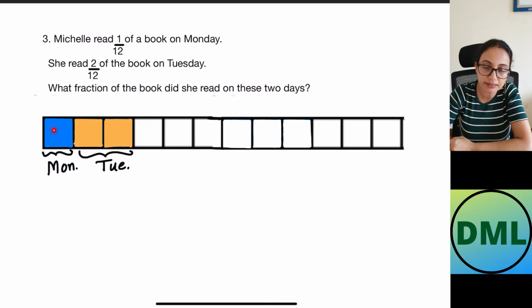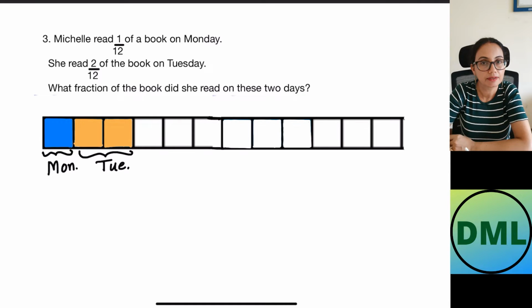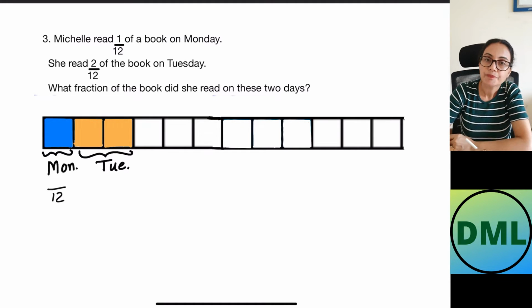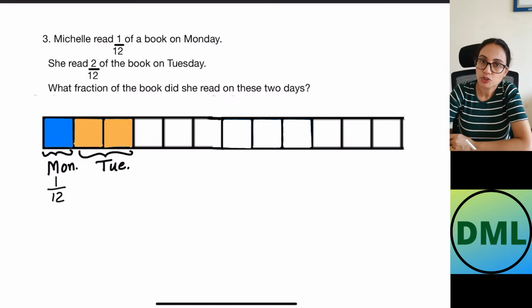So how do I write this in fraction form? Let's write it. Total parts, how much? 12, right? Shall I write it in the numerator or denominator? Denominator, right? So 12 will be written in the denominator. Out of 12 parts, how many parts are shaded blue? 1 part, right? So this will be given as 1/12.